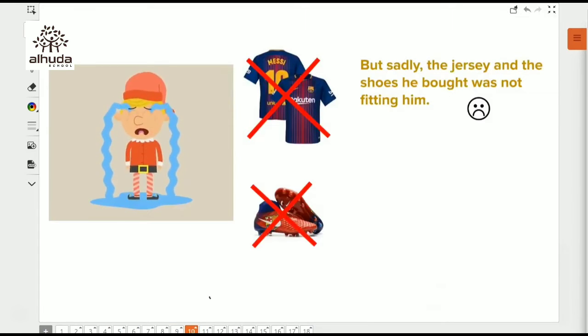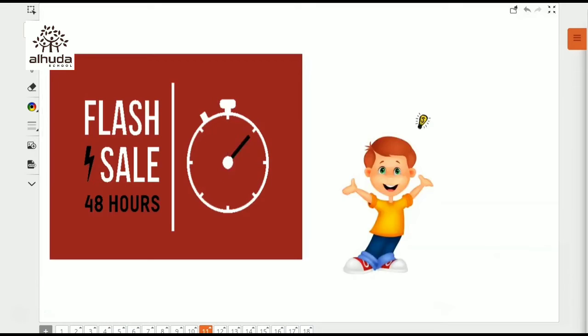So next day when he starts wearing them and goes into the field, the shirt and the footwear, that is the shoes, were not fitting him. Oliver was really sad because these things were not fitting him. So now he's wondering, what am I supposed to do with this? Because he has spent a lot of money on that. Then an amazing idea strikes his mind. He thinks he should put this on a flash sale, because he has only tried it on once.